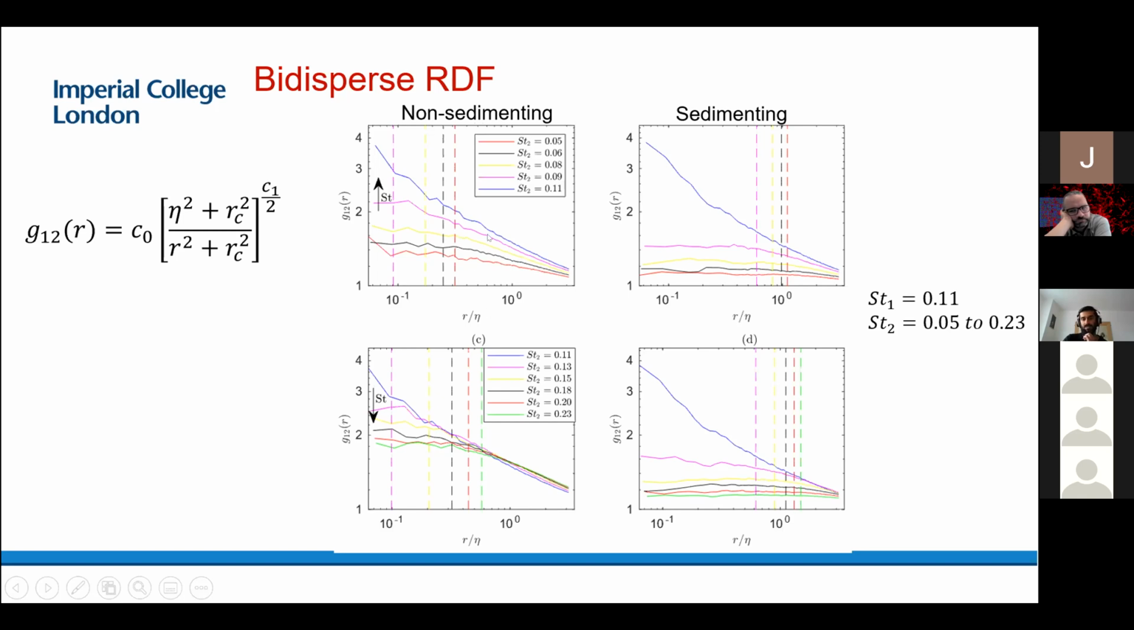Also, there's a symmetry here. What we do here is fix one Stokes number at 0.11, and we change the Stokes number of the second droplet around these sizes. The top panel is for when the Stokes number of the second droplet is less than the first one, and the other is when the particles of size 2 are heavier than size 1.